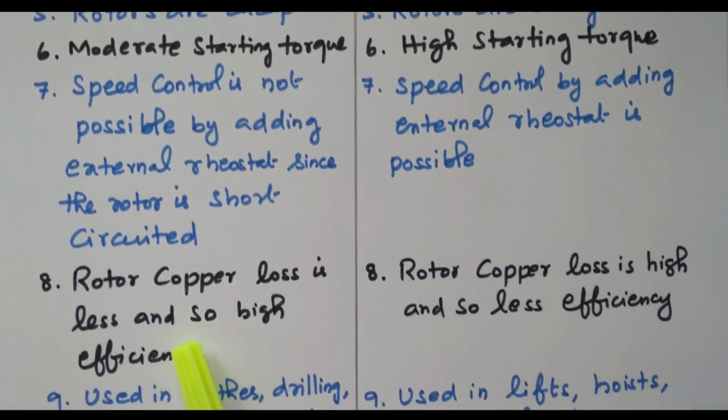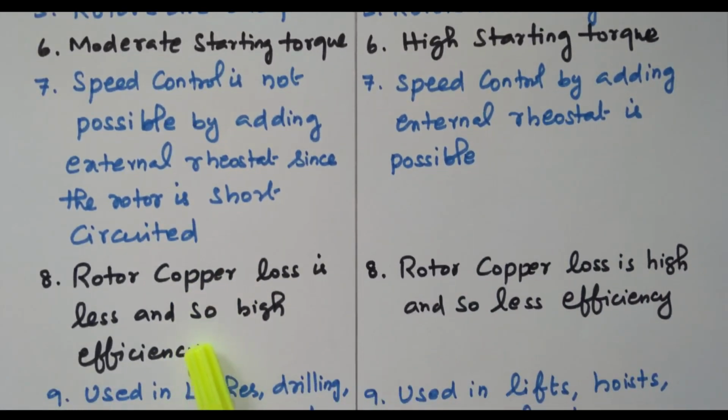In the squirrel cage rotor, the copper loss is less, and so the efficiency is high. Here there is no copper winding, only copper bars are available. So automatically the loss due to copper is lower, so that we can get more efficiency. But in the slip ring rotor the copper loss is more, because the copper winding is available. So we get less efficiency compared to the squirrel cage rotor.